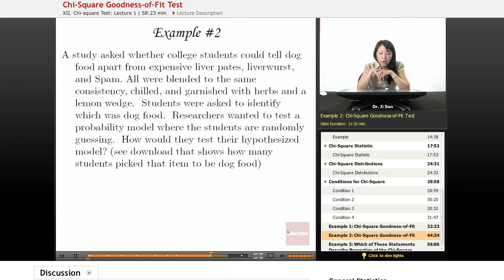Researchers wanted to test a probability model where the students are randomly guessing. How would they test their hypothesized model? Okay, so see the download that shows how many students picked that item to be dog food. So it seems that college students have a bunch of different choices. They have dog food, liver pâtés, liverwurst, and Spam, right? And then they need to identify which was dog food. So out of those, which of those is dog food?